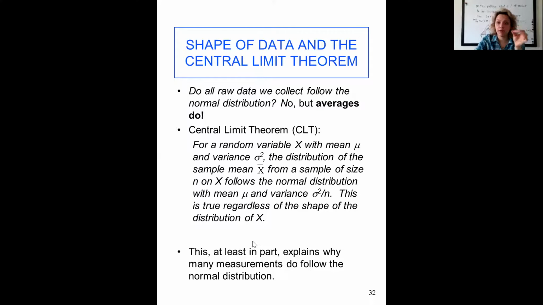The distribution of X bar, no matter what, is normal. So whatever model you want to make based on X bar is going to be a valid one. This is very important, because sometimes you spend millions of dollars and a lot of time to gather critical data, and then your data points are not normal, but the average of them is normal, so we can make our model based on the average. This, at least in part, explains why many measurements do follow the normal distribution: in fact, we are often measuring the average of the real data.